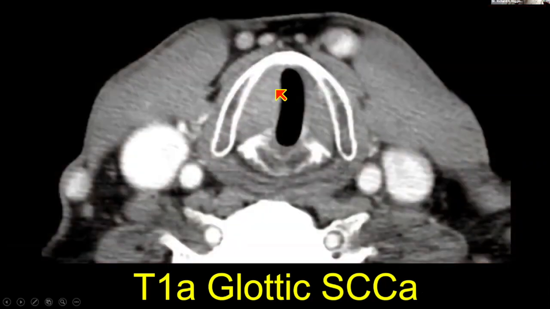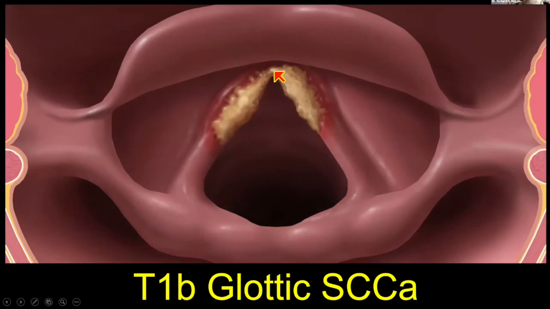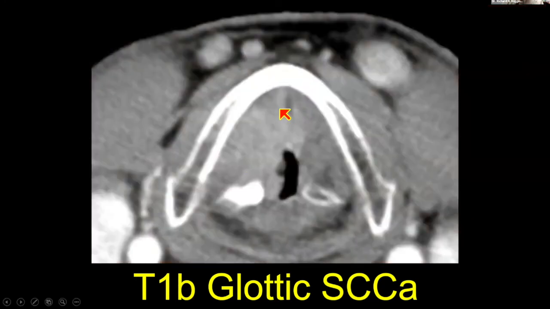So this, for example, is a small T1A if it's just on one cord and doesn't cross midline. If it crosses midline, that's automatically a T1B. So here's an example where the anterior commissure is too thick. That anterior commissure should just be a millimeter. It should just be very thin. So if it's too thick, we think about tumor crossing over. And again, you see a little bit of higher density here. We see the sclerotic arytenoid on this side.